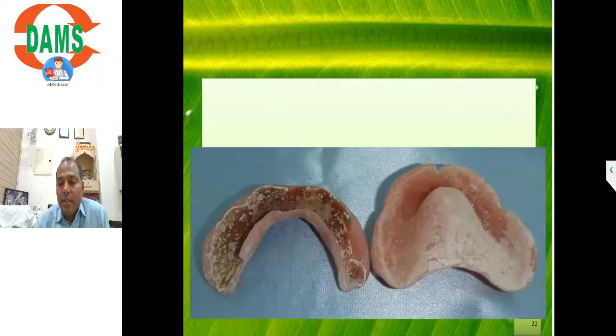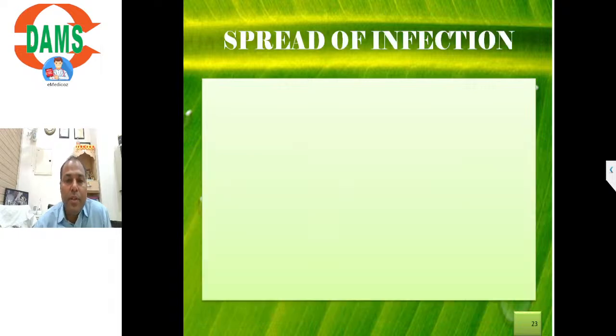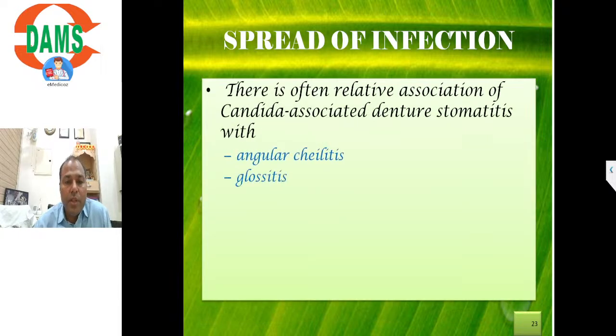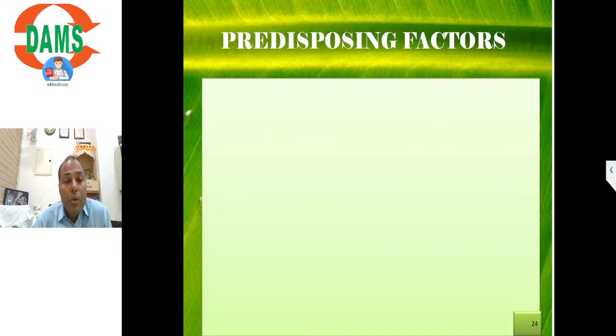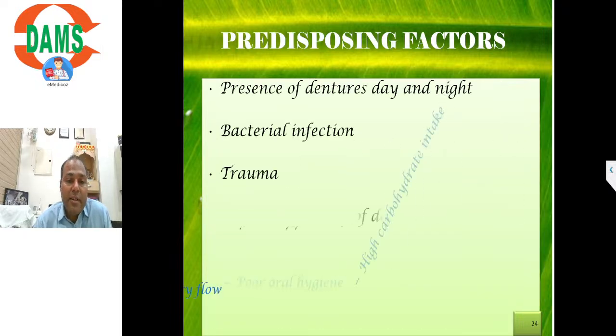You can see, even if the patient doesn't keep the denture, the denture hygiene is in a very poor condition. This may also be the reason. Even if you don't treat it, you can see there may be angular cheilitis or glossitis associated with it. Now, what are the predisposing factors?